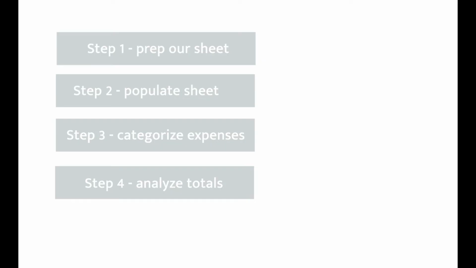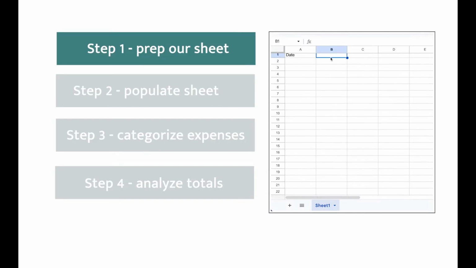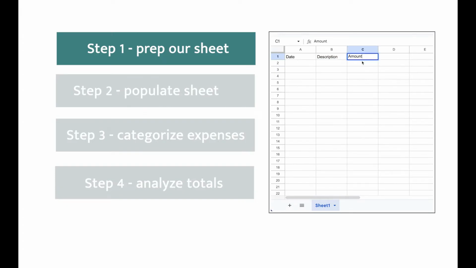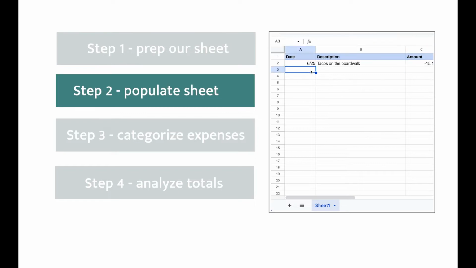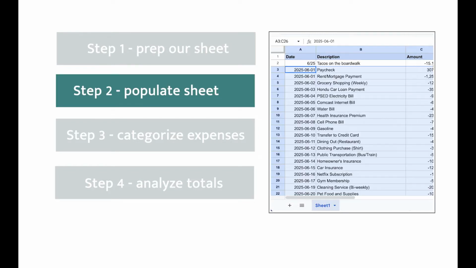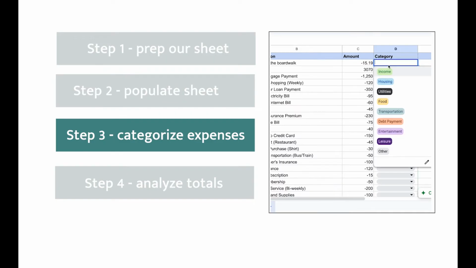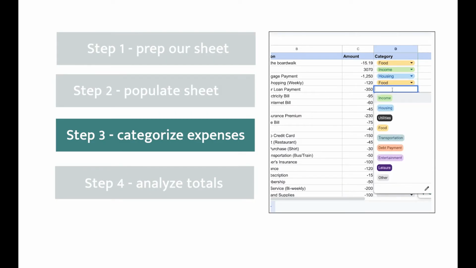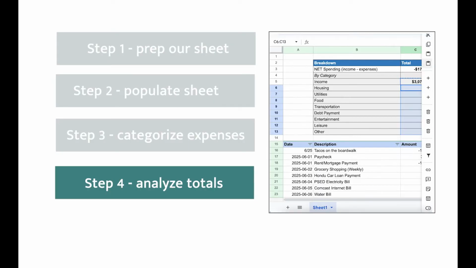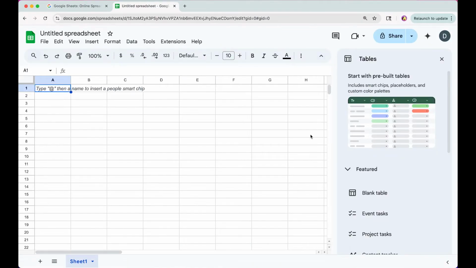And just to preview what we're going to cover today, these are the steps for beginning to quickly track your expenses in a spreadsheet. First, we're going to prep our sheet, specifically the table that's going to hold our expense information. Next, we're going to populate the sheet with our transactions. Then we're going to categorize all of those transactions so that we can make sense of where our money is going. And finally, we'll do the analysis that will help us then determine where we actually want our money to go.